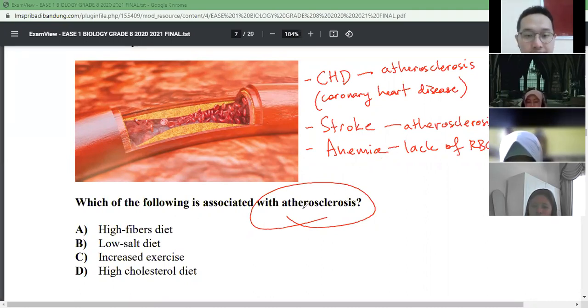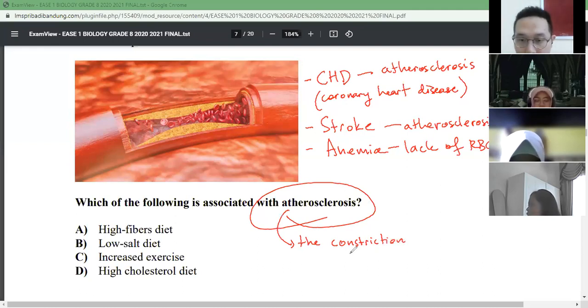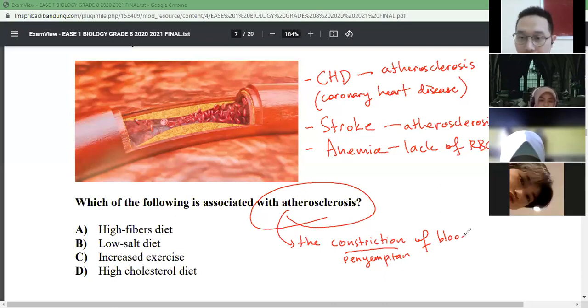Okay, so let's discuss this one. So what is atherosclerosis? Atherosclerosis is actually the constriction atau penyumbatan ya, the constriction of blood vessel due to the plaque. Oke, Bapak tulis ini di sini. Constriction. Ini artinya penyempitan of blood vessel due to the plaque.